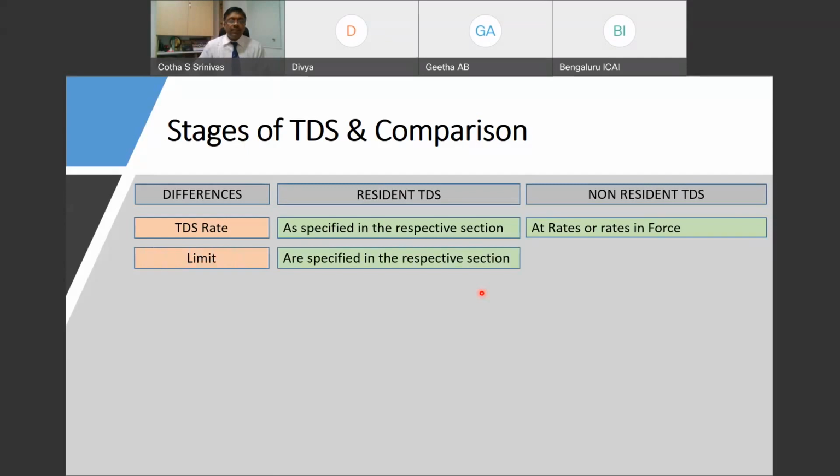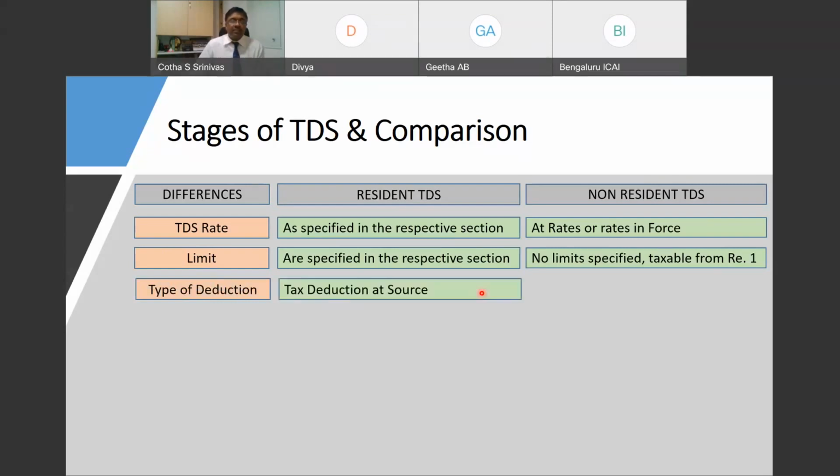Then the limit. There are limits specified in the respective sections for resident TDS. Any section you take, there will be a limit. Like if you take 194I, where the payment is made towards rent, up to 2.4 lakhs there is no TDS. Beyond 2.4 lakhs, TDS liability arises. But when it comes to non-resident payments, no limit is specified; it is taxable from rupee 1. So when you are making a payment to a non-resident, you need not worry about limits. Right from rupee 1, that will be subject to TDS.